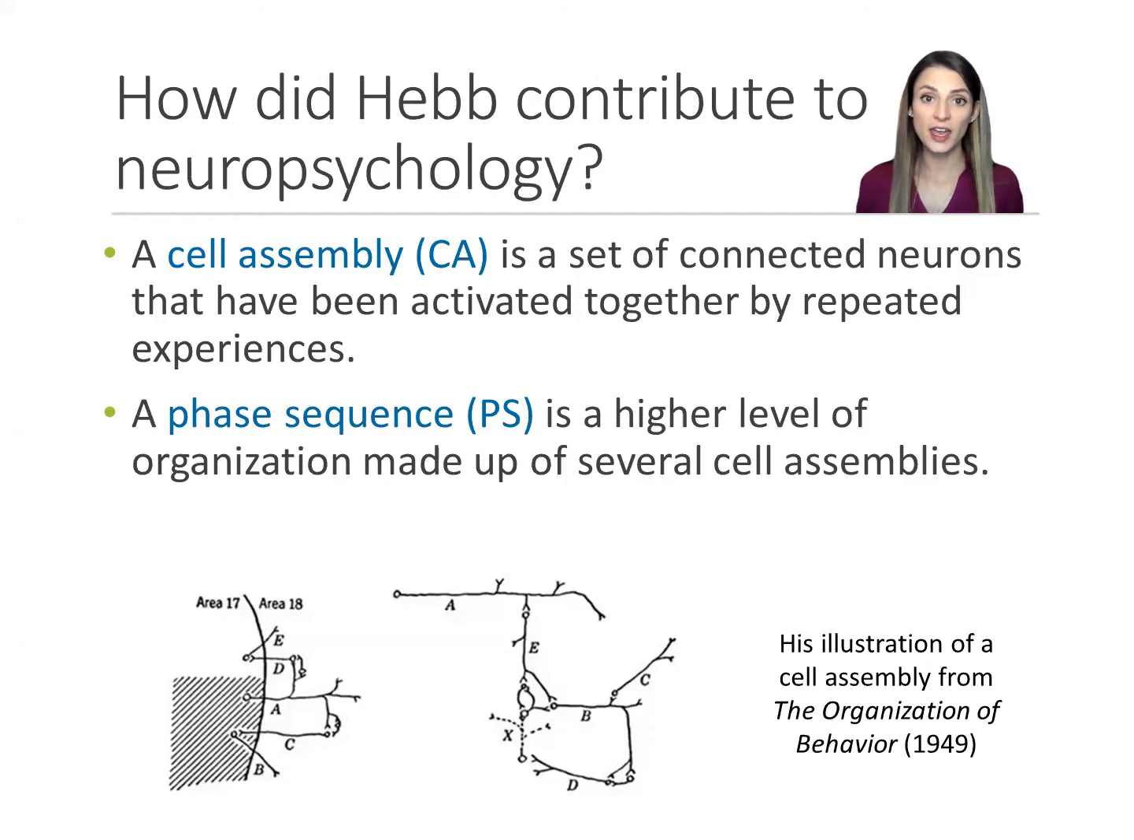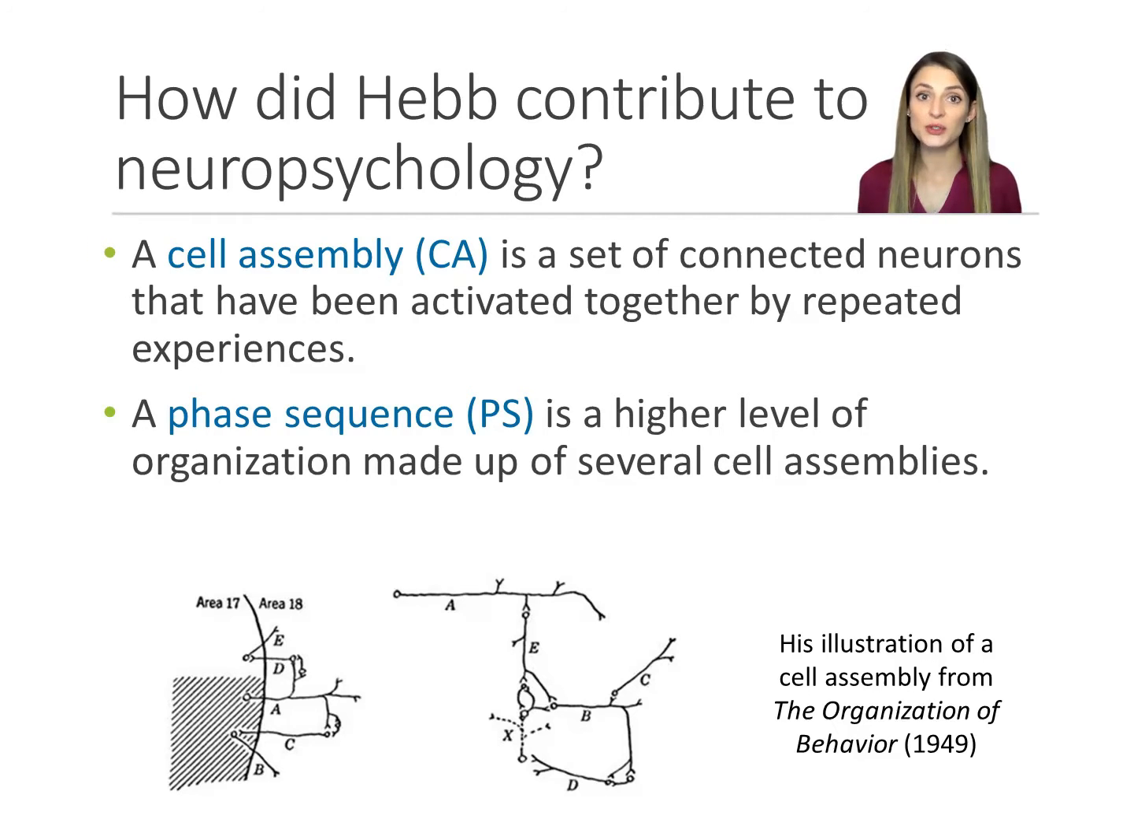According to him, thinking occurs through two structures: cell assemblies and phase sequences. You can see illustrations of these physical structures here at the bottom of the screen. These illustrations came from his book from 1949. The most basic unit of the nervous system is the cell assembly. It is a set of neurons that have become associated with one another because they've been activated at the same time through repeated experiences over time.